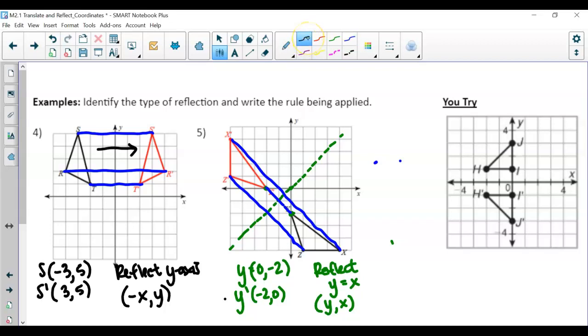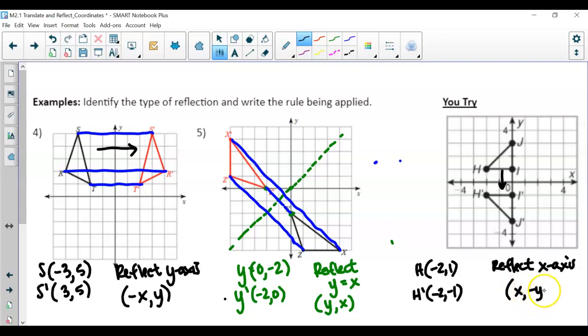And here we go. So now just to check, let's say I'll choose H. H is at (-2, 1). H prime is at (-2, -1). So notice we change the sign of the y coordinate, which matches because this is a reflection over the x-axis. So reflecting over the x-axis, which means our rule is x, -y, changing the sign of the y. And again, if you wanted to see our line, notice how here everything matches, straight line.